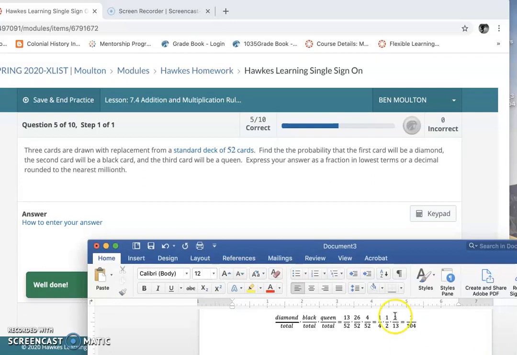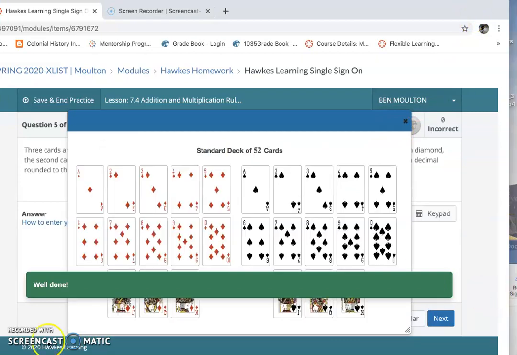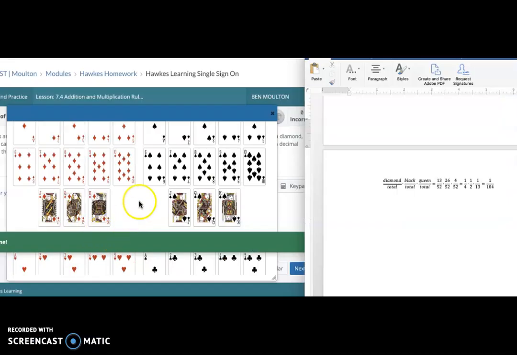How did I get that? Well, let's take a look. We're talking about diamonds out of the total, and because it's and we're multiplying, so by the next fraction is black cards out of the total times your queens out of the total. Well, in a deck, let's open this guy up so we can have a reference to see what we're doing here. Not familiar with a deck of cards.